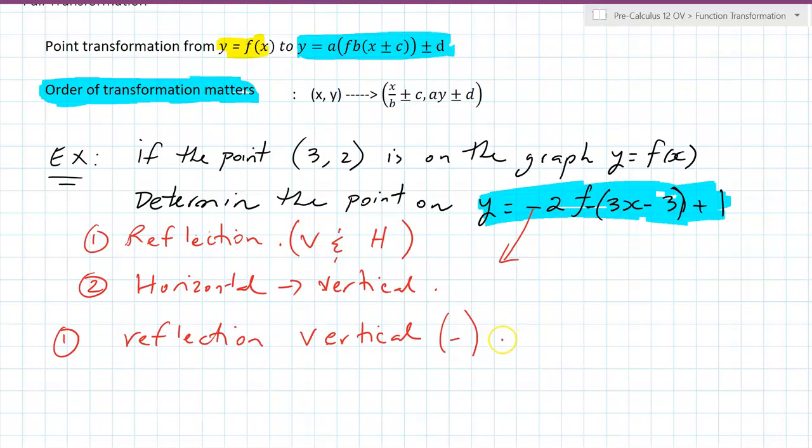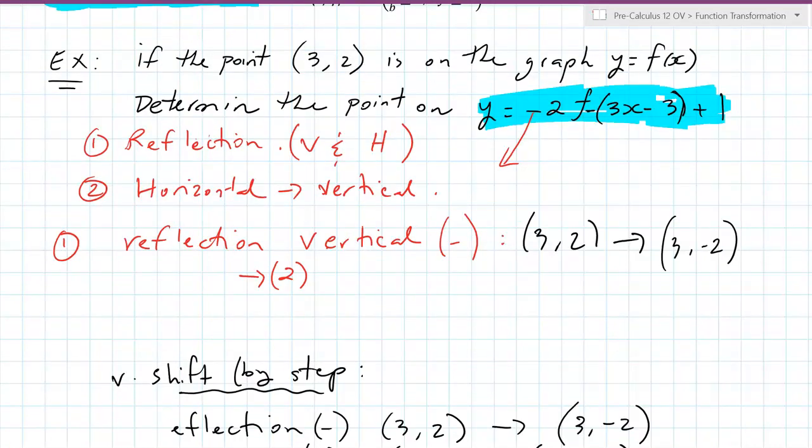So we have (3, 2), that's the original point. That becomes reflection, and remember, when you do the reflection over the x-axis, the y value changes. So that becomes (3, -2). That's the first thing that happens. Next, we have to deal with this 2 right here. Well, that is just the vertical expansion. So what happened is that now (3, -2) becomes (3, -4). Great, simple as that. We're just following it one step at a time.